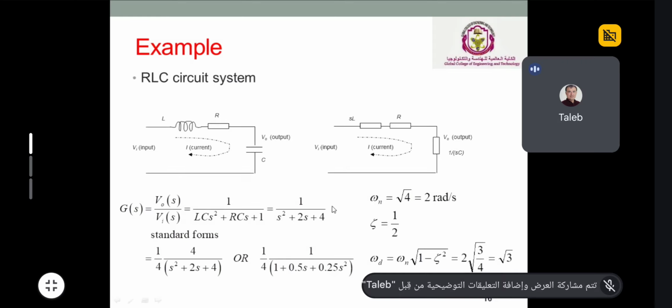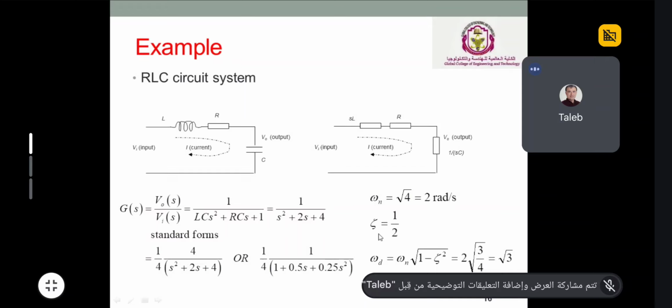Yes, omega n, we will find omega n. If you remember from the standard equation, we have 2 zeta omega n and omega n squared. Omega n squared is 4, so omega n will be the square root of 4. And then 2 zeta omega n will be 2, and then you can find zeta.